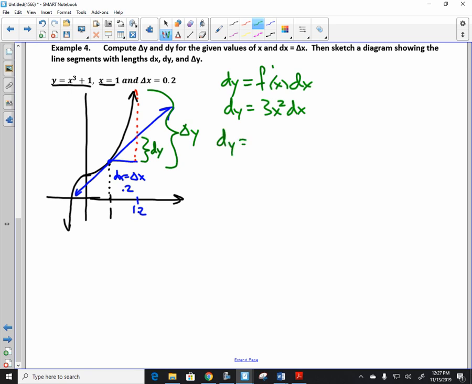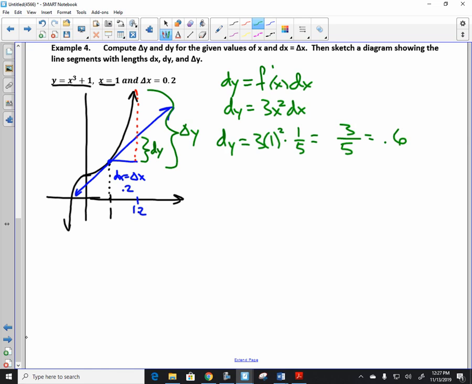I can now plug in my values to approximate what dy is. Dy is, what do I plug in for x? 1. So 3 times 1 squared times 0.2, or 1/5. And I get 3/5. So that's saying if I move over 0.2, I move up approximately 0.6. Now, is 0.6 an underestimation or an overestimation for what I actually go up? It's an underestimation. Would you agree?